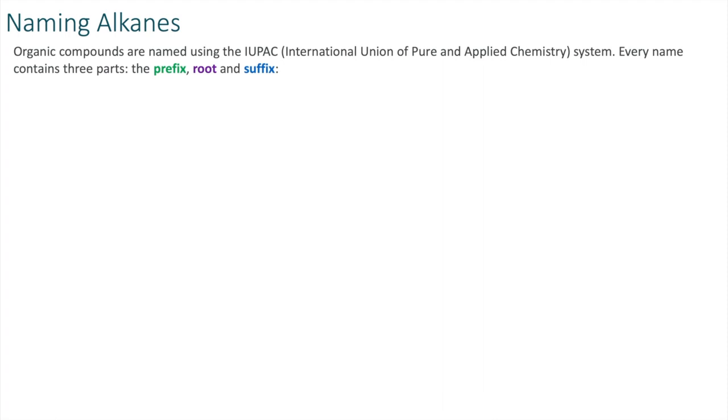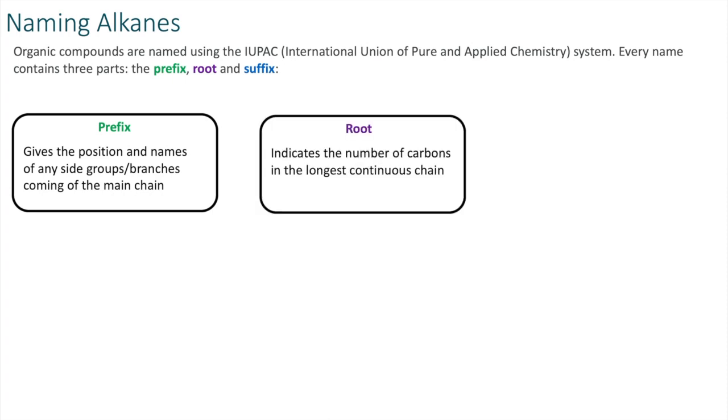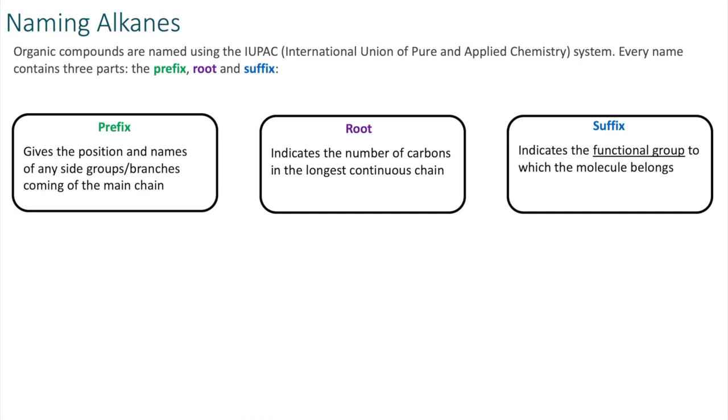Now, when we name something in organic chemistry, we'll use the IUPAC, or International Union of Pure and Applied Chemistry system. Every name of an organic compound is going to have 3 parts: a prefix, root, and a suffix. The prefix gives the position and names of any side groups or branches coming off that main chain. The root indicates the number of carbons in the longest continuous chain. And the suffix indicates the functional group to which the molecule belongs, such as an alkane.